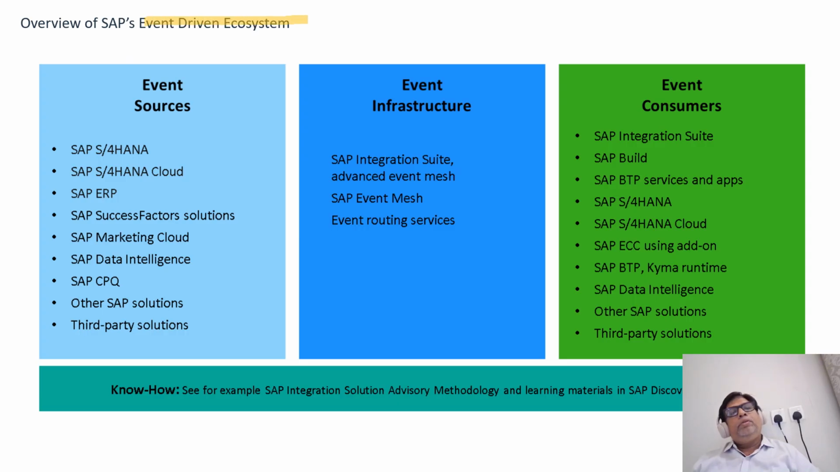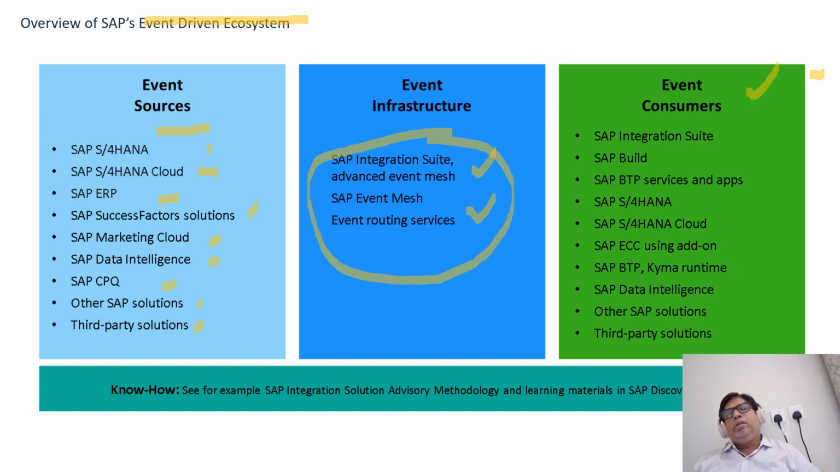So overview of the event-driven ecosystem. Event sources are, so these are the sources: S4 HANA Cloud, ERP, SuccessFactors, Marketing Cloud, SAP Intelligence, CPQ, and other third party solutions. Event infrastructure, Integration Suite, event mesh, and also event routing. This is the main infrastructure required for event processing.